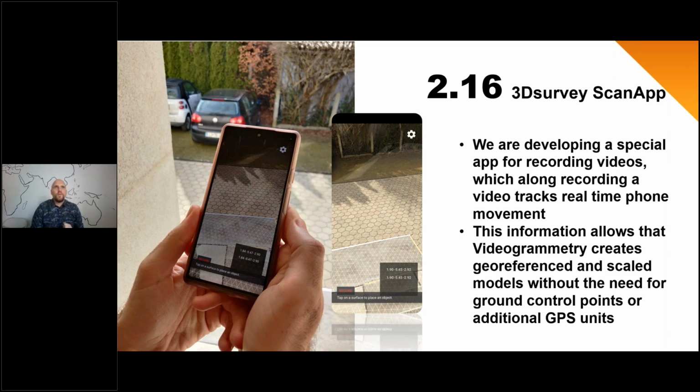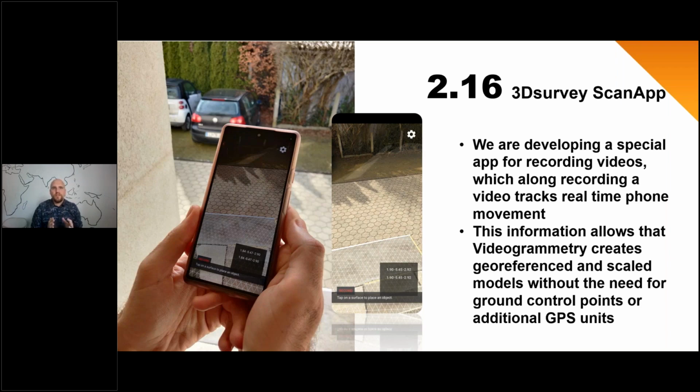Because of that, we are now developing a 3D survey scan app. The idea about this one is to use our own app for recording videos. While we are recording videos, we are also recording the yaw, pitch, roll angles of how the phone is looking when the video is recorded, and we also take the GPS location. We actually already have a prototype developed, but I think it will take a little bit longer to complete. And this one allows us to also get video telemetry data.